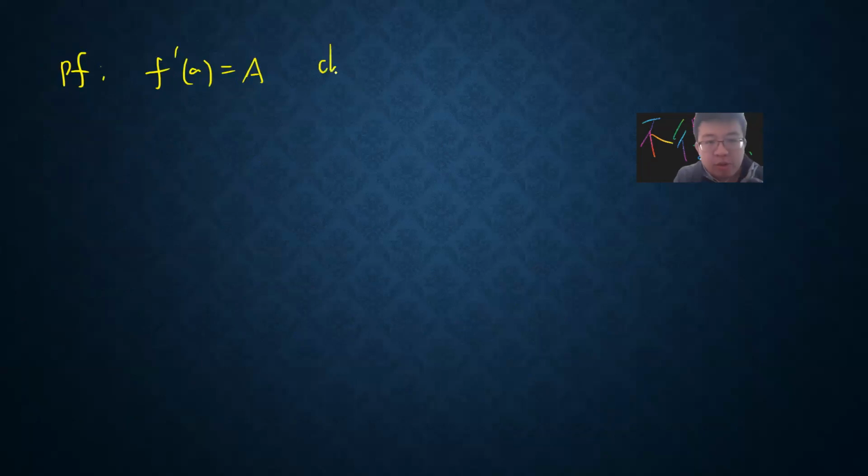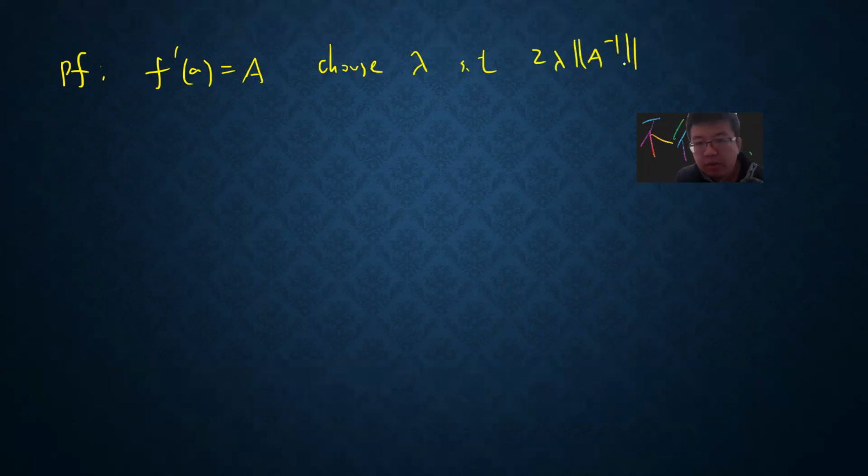One can choose lambda such that 2 lambda times the norm of A inverse is 1. This is a trick. Since A is invertible, you can compute the inverse and take the norm, and take 2 lambda times the norm of A inverse to be 1. Okay, so this is the key. Oh, and also this is continuous.